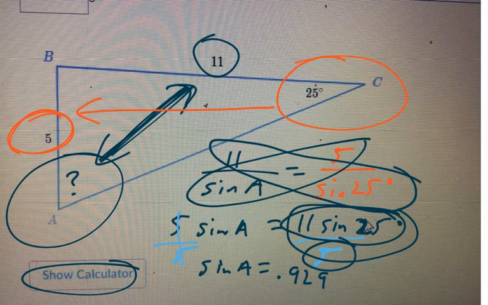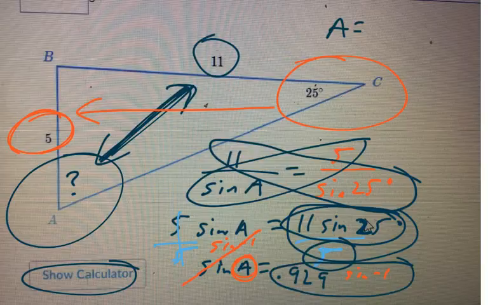That's not the answer, though, because we want A. How we're going to get A, guys, is we're going to do the sine inverse on both sides. See, sine inverse gets rid of sine, and in this case, I'm left with A. A is going to equal what? Well, let's do the sine inverse.